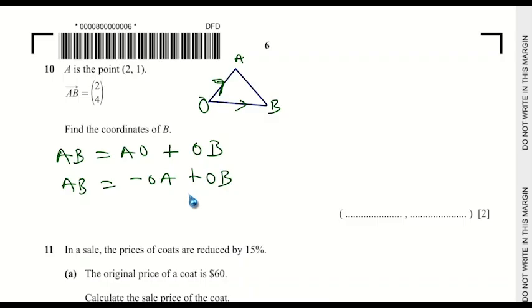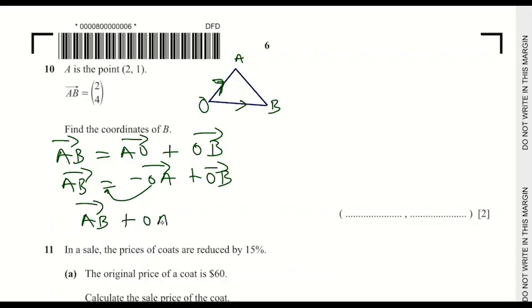Now I want to find the vector B, so I can bring this one here. So this is going to be vector AB. You can put the arrow like this, no problem, because the direction is very important for a vector. So AB plus OA equals OB. So this is what we get.